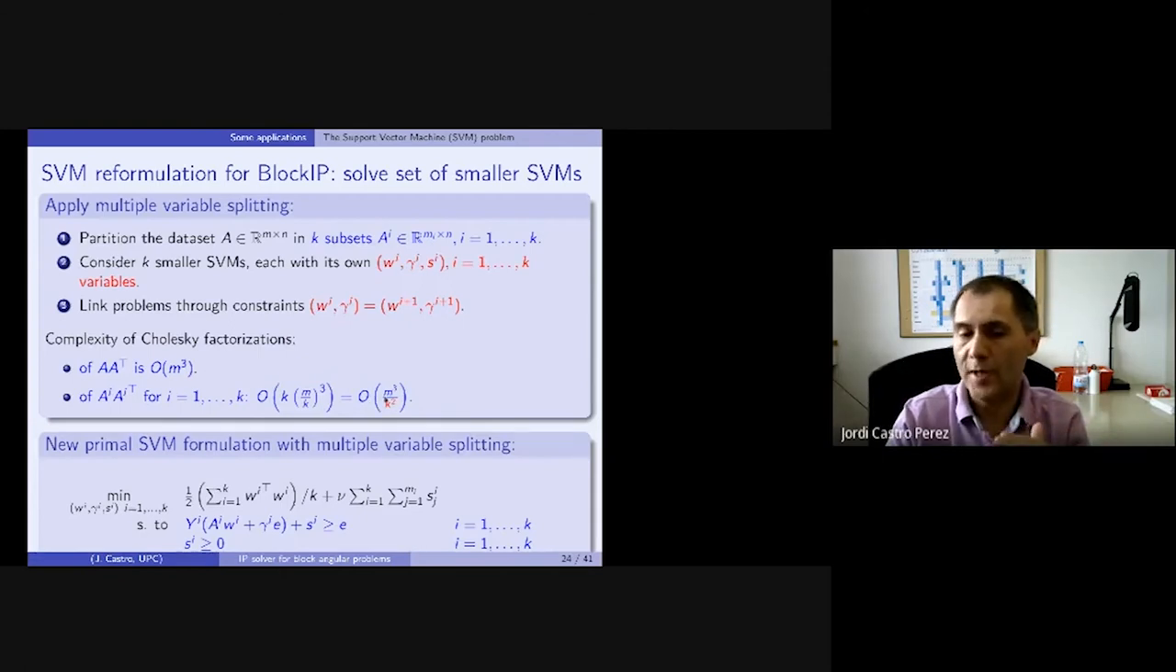But of course, to do that efficiently, we need to consider the linking constraints, but that's good for our method, because our method is especially tailored for problems where you have blocks and linking constraints. So the support vector machine problem can be formulated this way. This is a split formulation of the support vector machine.